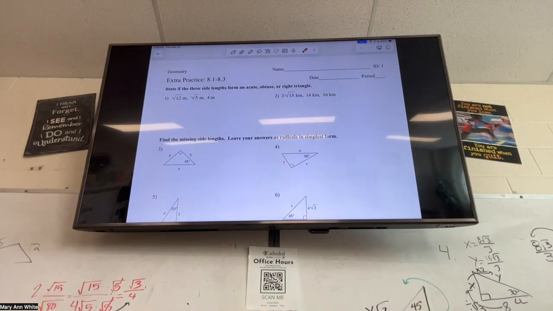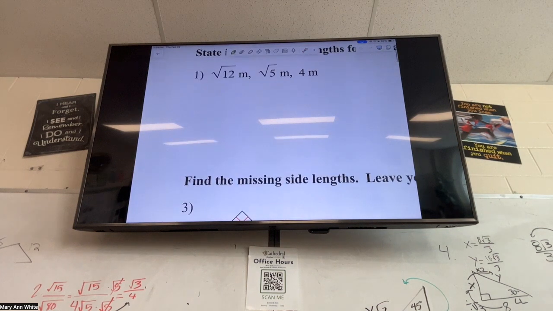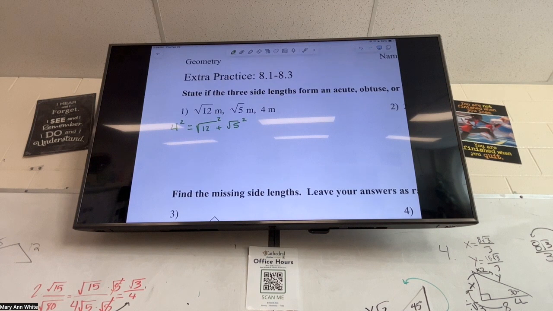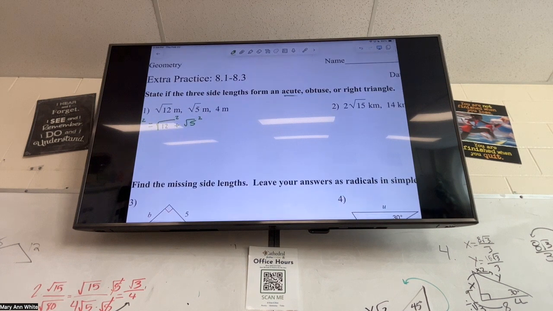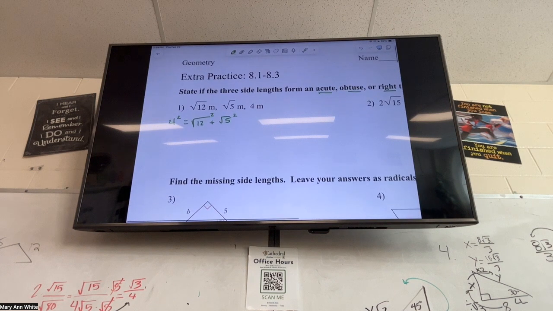So again, I asked you to do as many odds as you could. So let's look at the first one. Can you help me set up that first one? Yeah, Griffin, what are you thinking? Root 12 squared plus root 5 squared equals, well, actually, it'd be backwards. Oh, it doesn't matter, but you want to do C squared first? Yeah. So 4 squared first? Yeah. Okay, so we are doing Pythagorean theorem and figuring out if this triangle forms an acute, obtuse, or a right triangle. Ryan, did you have something first?